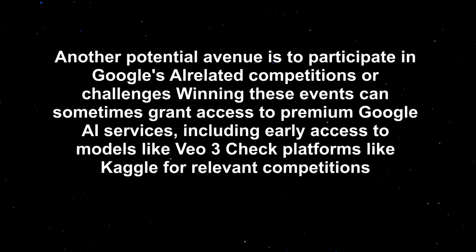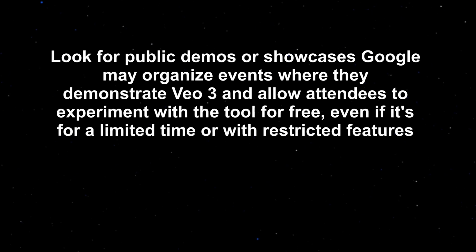Another potential avenue is to participate in Google's AI-related competitions or challenges. Winning these events can sometimes grant access to premium Google AI services, including early access to models like Veo 3, on platforms like Kaggle. For relevant competitions, look for public demos or showcases. Google may organize events where they demonstrate Veo 3 and allow attendees to experiment with the tool for free, even if it's for a limited time or with restricted features.